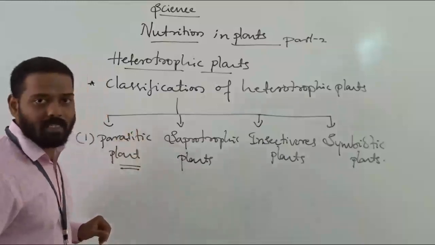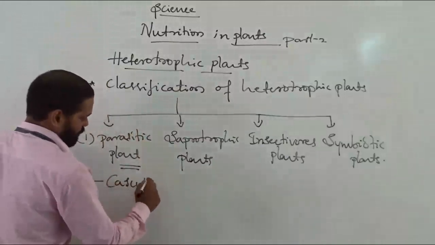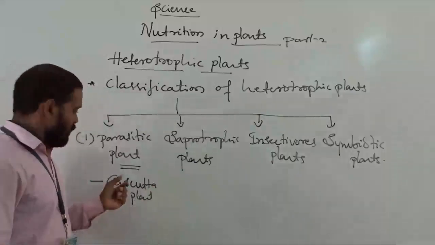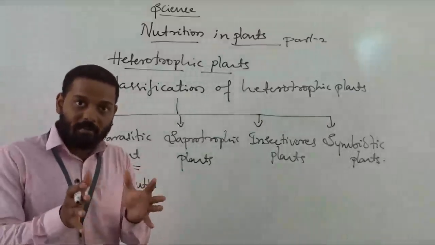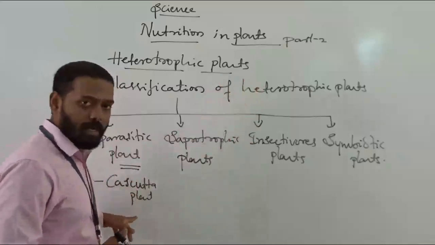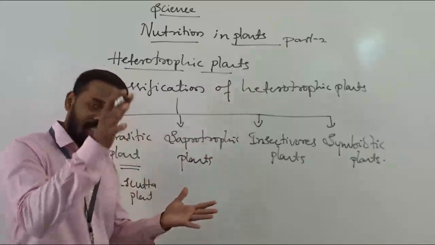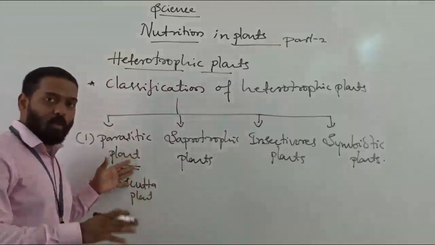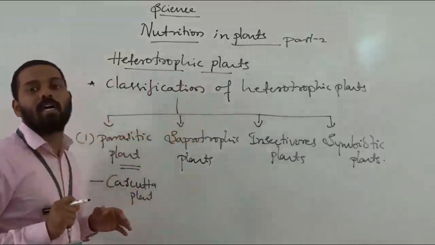For example, take the Cuscuta plant, or you can call it Amarbel plant. This Cuscuta plant is yellow in color. This particular plant attaches to green plants. You can see it even in our campus. This yellow plant sticks onto another plant, and whatever food that other plant prepares, this plant absorbs the nutrients.